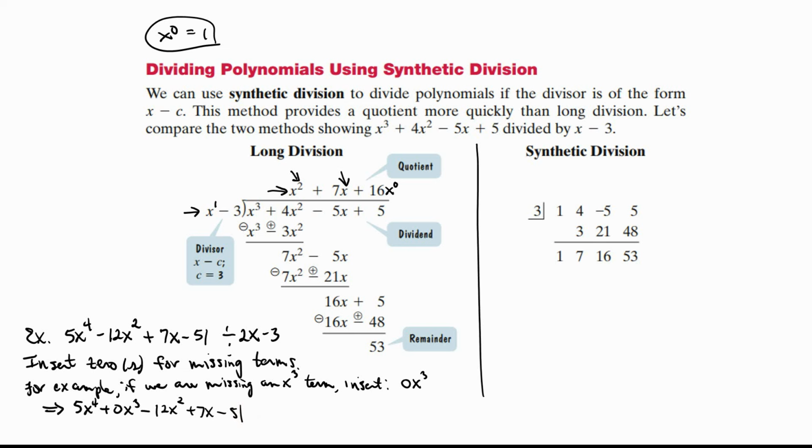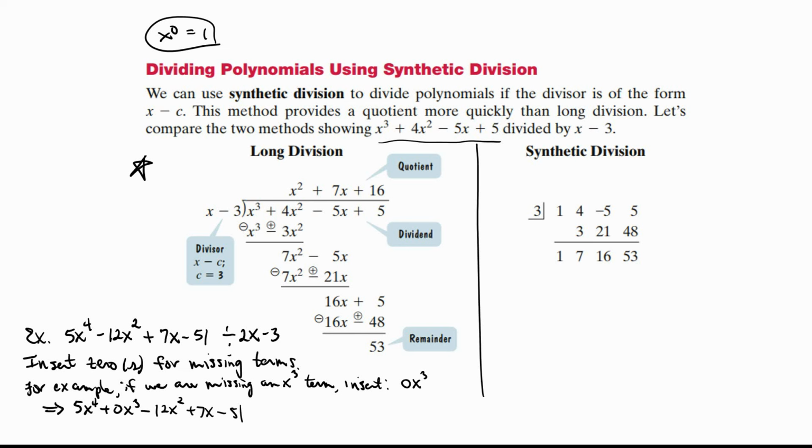It is also the same idea for synthetic division. Let's look at this example here. We're going to divide x to the 3rd plus 4x squared minus 5x plus 5 by x minus 3. So we're going to write the terms in descending order, insert zeros. We don't have any zeros here, so nothing to insert.